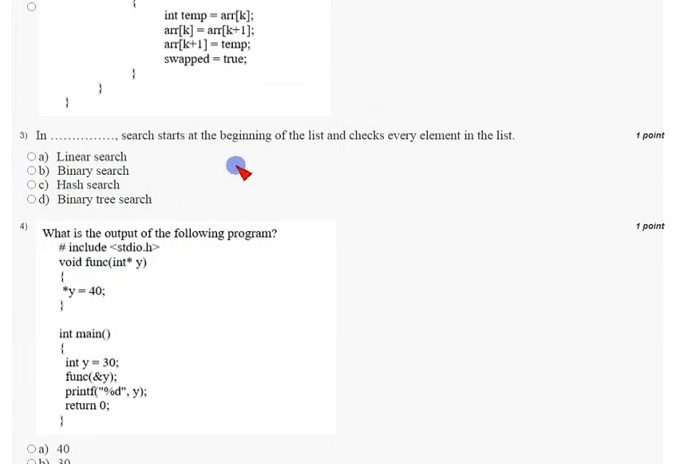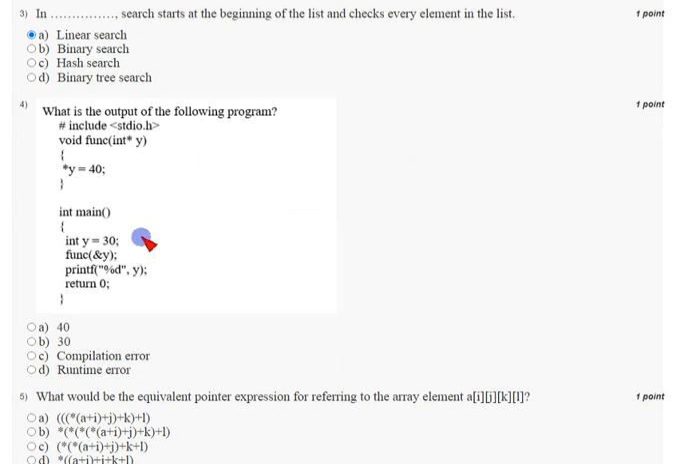And coming to the third question, in dash search starts at the beginning of the list and checks every element in the list. There are two parts here, search starting from the beginning of the list and checking every element in the list. So the answer for this is option A, that is linear search. Linear search starts from the beginning, as its name indicates, linear. That is the answer, linear search, and it checks every element like in a linear flow.